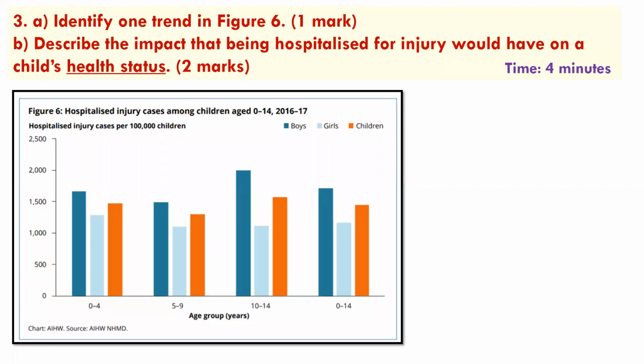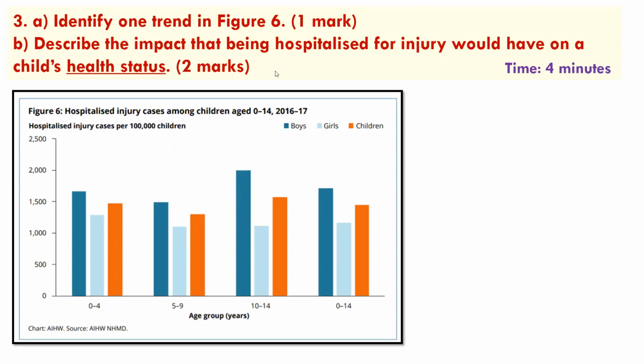Okay, so let's have a look at part A question. Part A says, identify one trend in figure 6. So this is figure 6. When we're identifying the trend, remember I said, even if it's worth 1 mark, just chuck in the year, because the year is given to you and it's good to integrate that stimulus data or that material into your answer as well. Okay, so identify one trend.